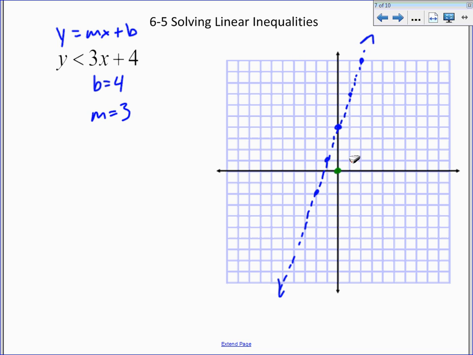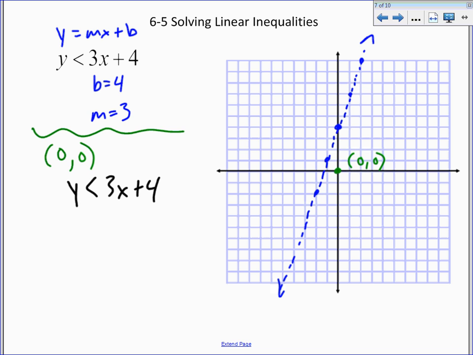Now, we have our point 0, 0. This is our test point. The way we're going to test 0, 0 is by simply taking our original inequality and plugging it in for each variable. We know that this is our x, this is our y. So we get 0 is less than or equal to 3 times 0 plus 4. So now we plugged them in.